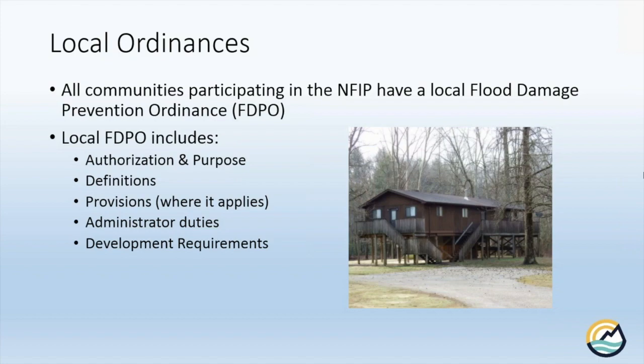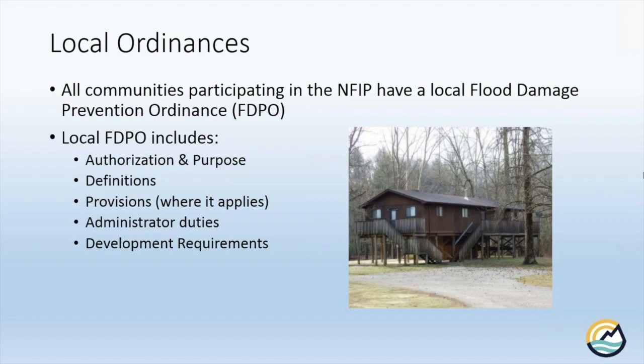It has a section for authorization and purpose. Why do we have the legal authority to do this, and what are we trying to accomplish? It has a definition section. So when it says substantial improvement or floodway, what does that term actually mean in your community? It has provisions. Where does this ordinance apply? How are we going to apply it? How are we going to regulate these areas? It has administrator duties. Who's in charge of the floodplains? What are they supposed to be doing? And then it has development requirements. What are we actually going to make people do?